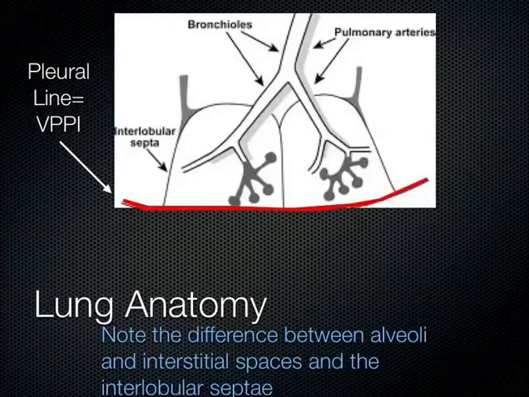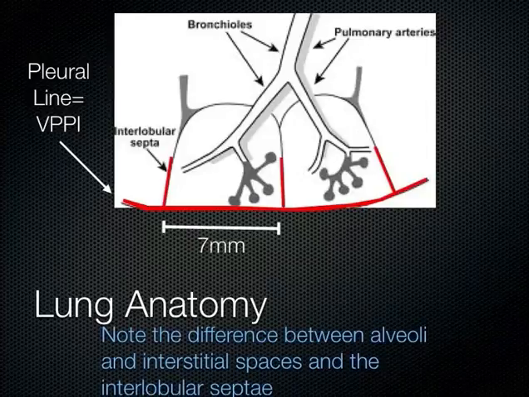Also, most people, these interlobular septae are about 7 millimeters apart. It's not key that you remember that number per se, but just approximate in your head how far these structures are apart. So now that you remember what the lung looks like, and we've talked about which probe to use, what you're really interested in when you're looking at someone's lung is, is it normal or not?